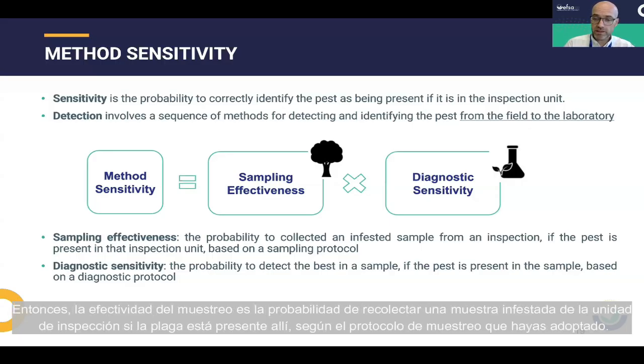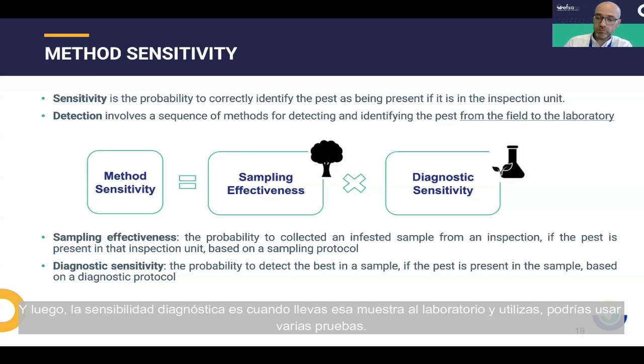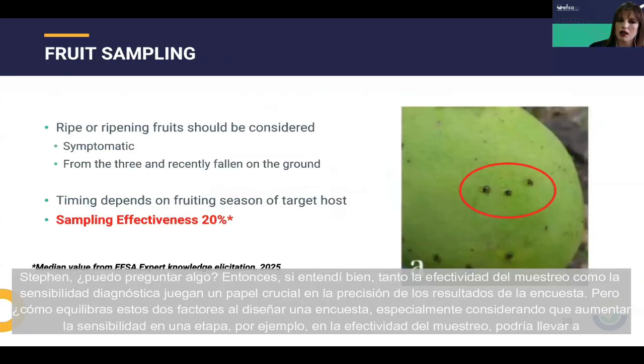So the sampling effectiveness is the probability to collect an infested sample from the inspection unit if the pest is present there, based on whatever sampling protocol you have adopted. And then the diagnostic sensitivity: you take that sample to the lab and you might use various tests to detect it within the sample, and it's the probability that that diagnostic approach would detect the pest in the sample if it's there. So we need to look at both of these things at the inspection unit scale to define our method sensitivity.